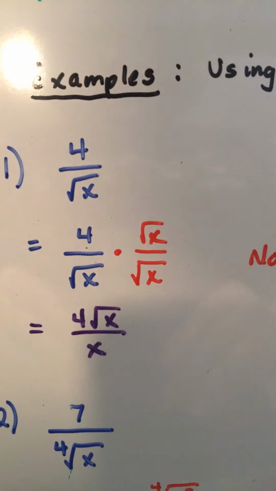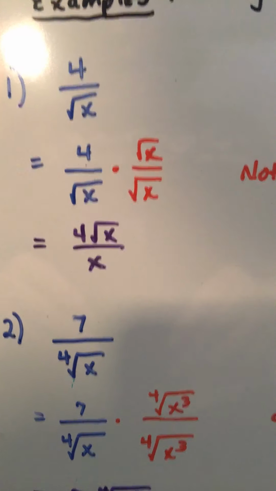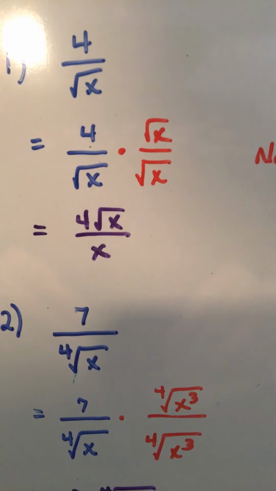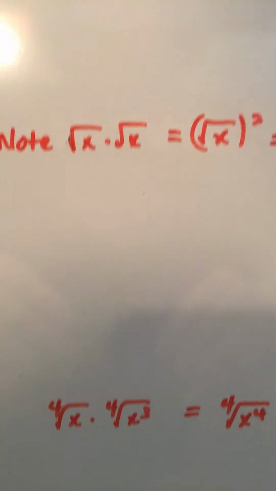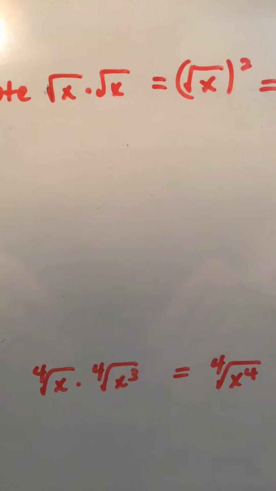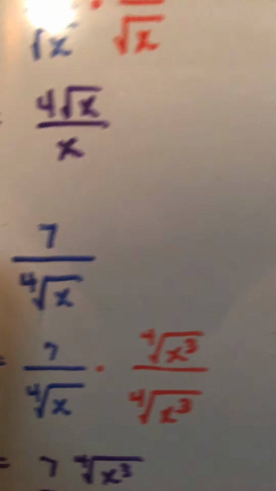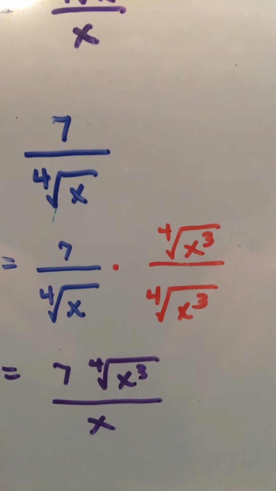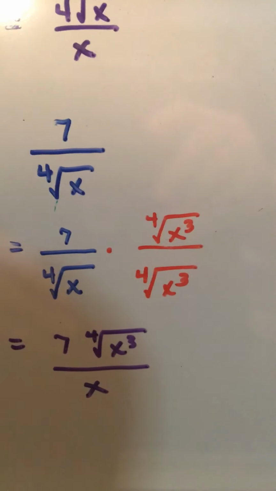Now what happens when I see 7 over the fourth root of x? Well, I have 1, so I need 3 more. And when I do the fourth root of x times the fourth root of x cubed, I get the fourth root of x to the fourth, which is equal to x. And so my final answer is 7 fourth root of x cubed over x.